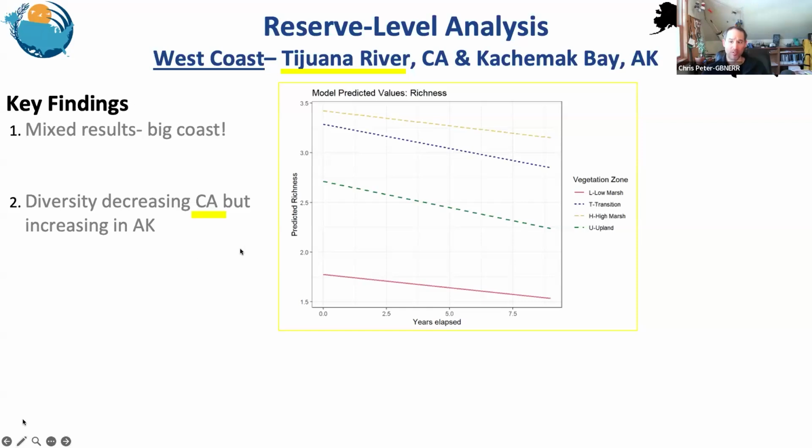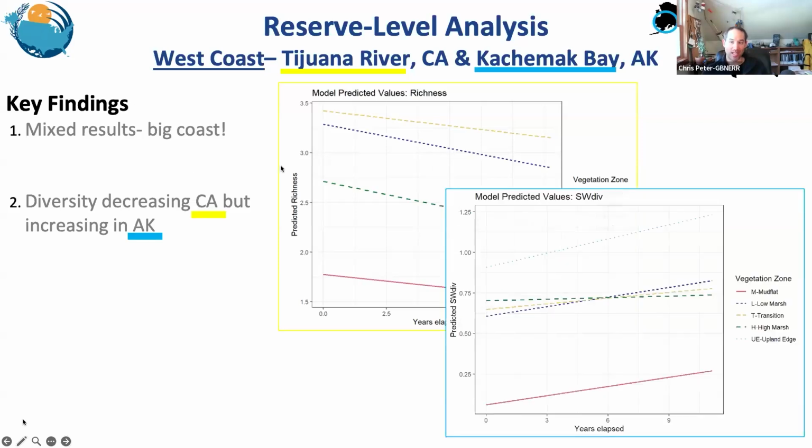On the West Coast here in Southern California, this is species richness on the y-axis and time on the x. You can see that there's a decline in all four zones here, denoted by different colors. And this is in California. If you zoom all the way up to Alaska, big coast, you can see a very opposite pattern. This is Shannon-Wiener diversity, which is similar to richness, and we can see that increasing over time.